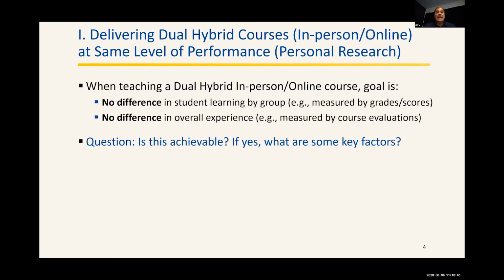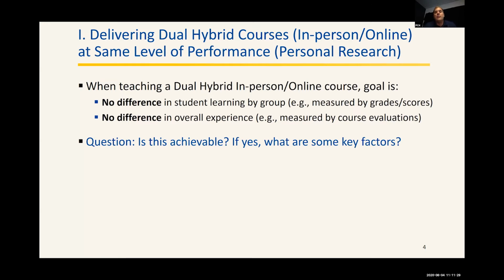First of all, when teaching a dual hybrid in-person online course, the goal is to try to have no difference in student learning and really no difference in the overall experience. How can we measure no difference in student learning? Well, it's not really an easy thing to do, but one way is to look at just grades and performance. This is not a perfect measure, but it gives us some indication. And then in terms of the overall experience, we can use course evaluations. I've been fortunate because I teach hybrid courses, I get course evaluations from on campus, and I get course evaluations from the distance learning students.